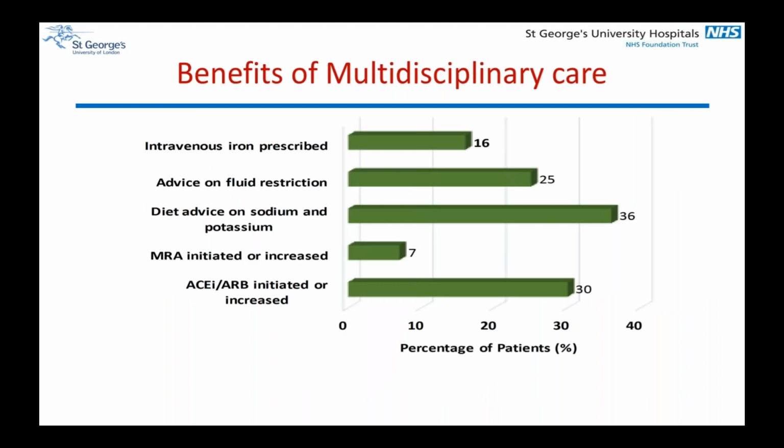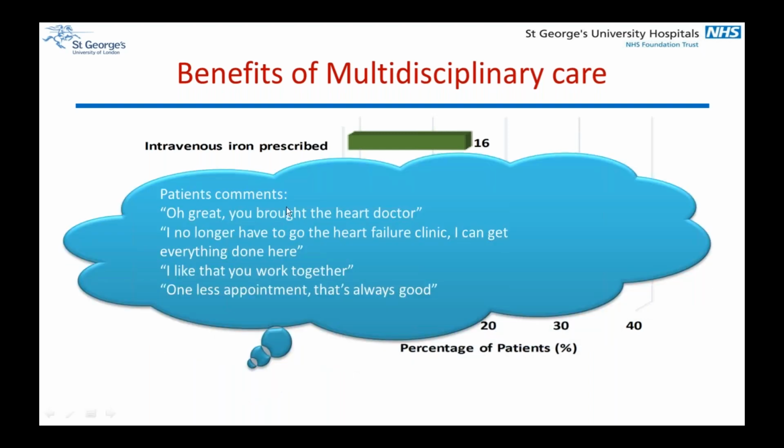The initial data from that clinic shows that intravenous iron is prescribed in a large number of patients. We do have a lot of teaching on fluid restriction, on sodium restriction, on potassium restriction with dietary therapy. We start ACE inhibitors or angiotensin receptor blockers in a lot of patients, and mineralocorticoid receptor antagonists in a lot of patients as well. And the patients do like it. They do mention that in a kidney clinic to have a heart doctor, and I don't have to go to a heart clinic, and everything is done together, is always very, very useful.